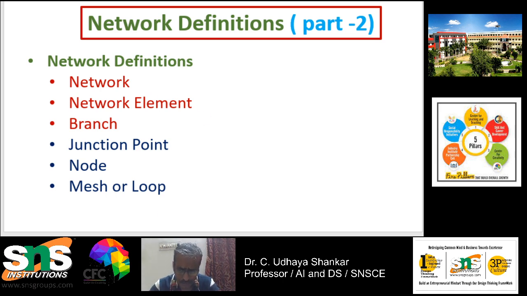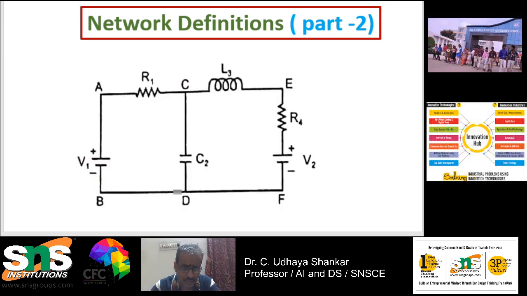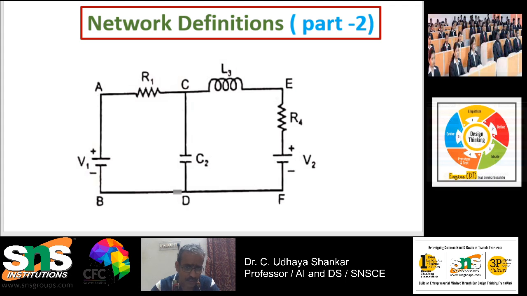For example, in this circuit, the nodes are A, C, E, F, D, and B. These are all called nodes. Hope you are clear with what a node is.